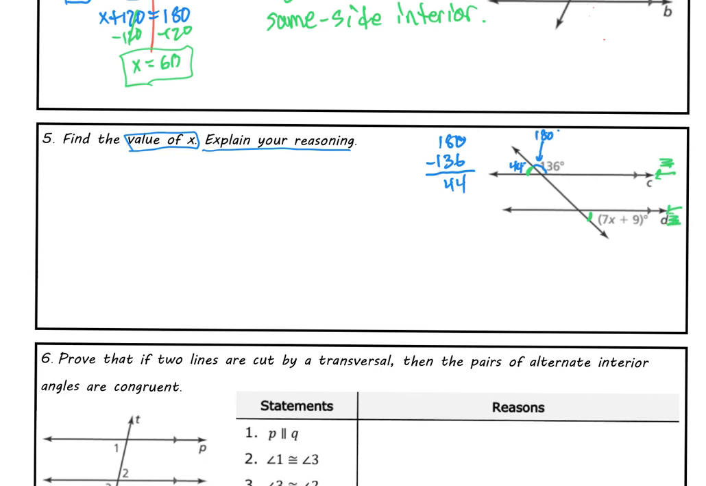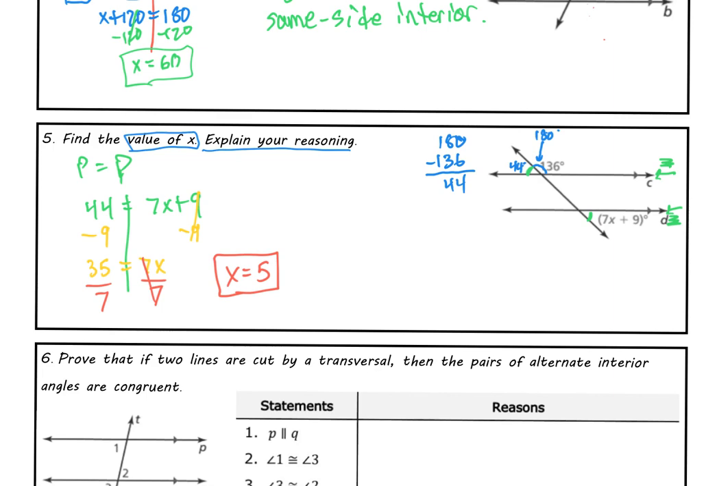And we can use part equals part here because alternate exterior angles are congruent. So part equals part, I'm going to get 44 equals 7x plus 9. Go ahead and solve for x here. I'm going to do minus 9 on both sides, and you're going to get 35 equals 7x, divided by 7, divided by 7. And we end up getting that x equals 5.